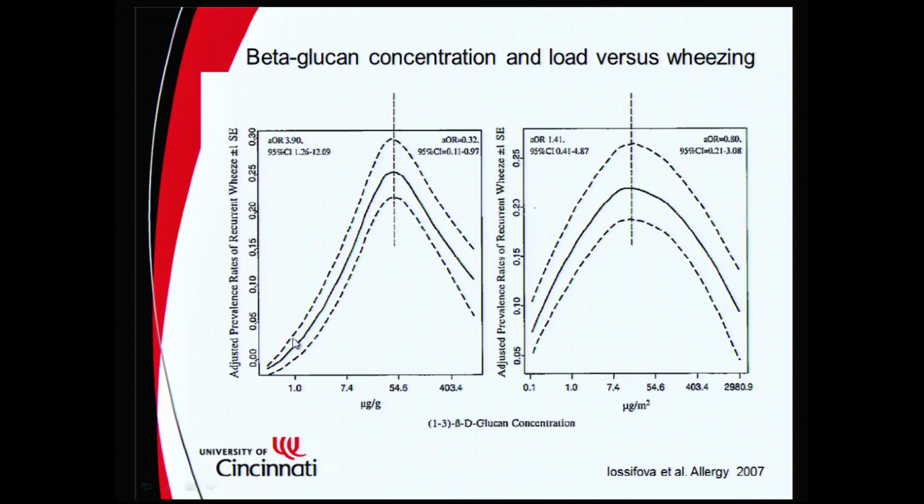What we can see here is that with low exposures, when the beta-glucan concentration increases, the risk of wheezing increases. And then there is a turning point beyond which, if the concentration increases, the risk of wheezing actually decreases. So we see that protective effect here with higher concentrations. And first we didn't believe this, but then when digging up the literature, we found that a similar association has been shown for house dust mite also, this upside down U-shaped curve.